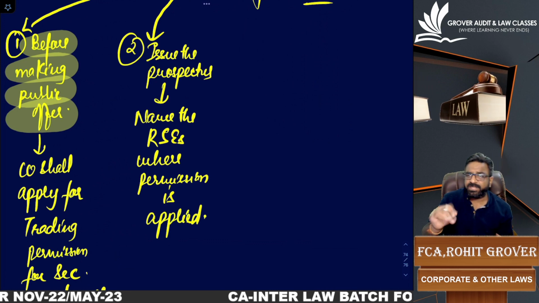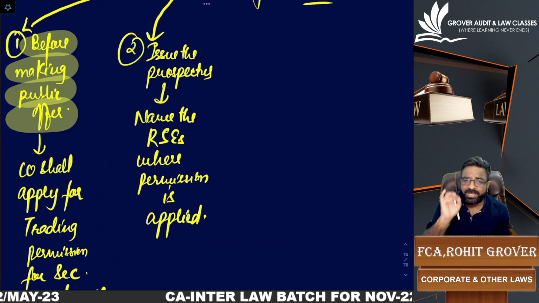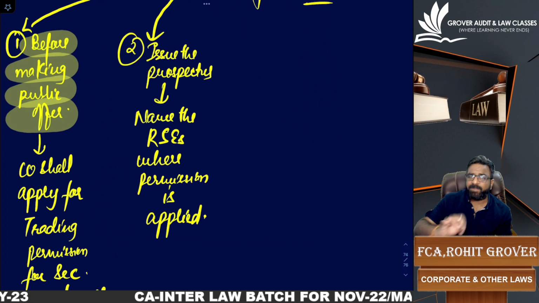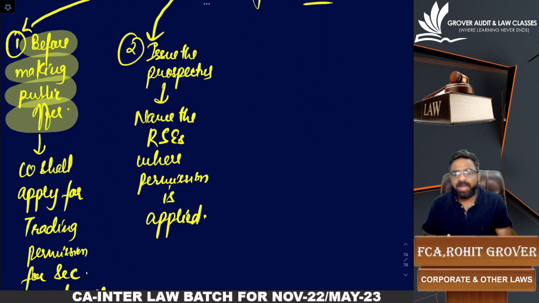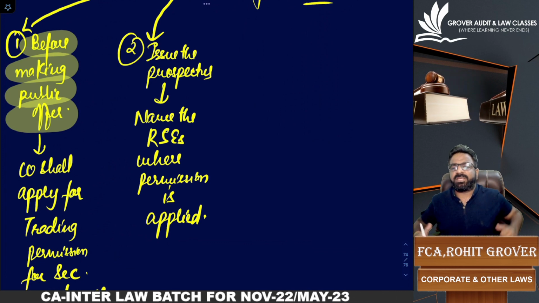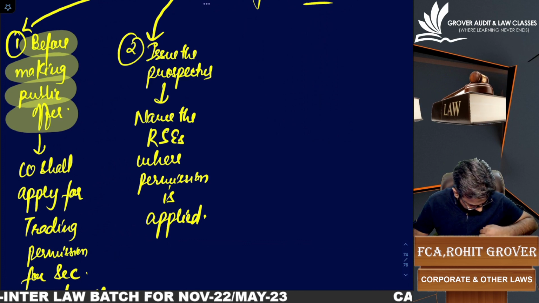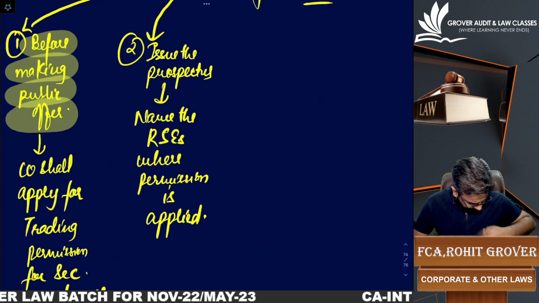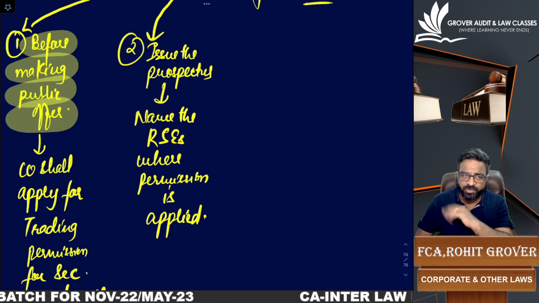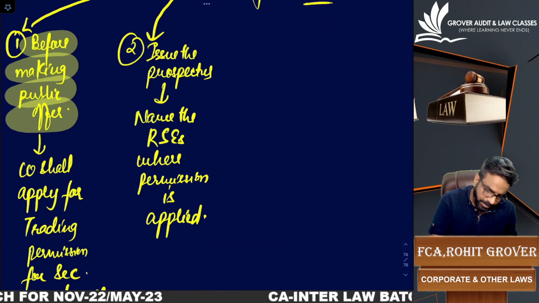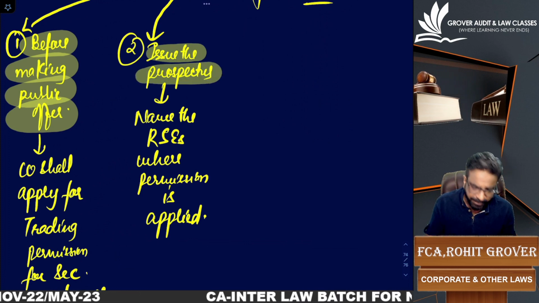That the prospectus you issue, no problem. But please name the recognized stock exchanges where you have applied for permission, so that people will come to know that after the allotment, their securities are going to be listed in NSE or BSE. Do they deserve to know or not? Yes, sir. So issue the prospectus, name the RSCs where the permission is applied.